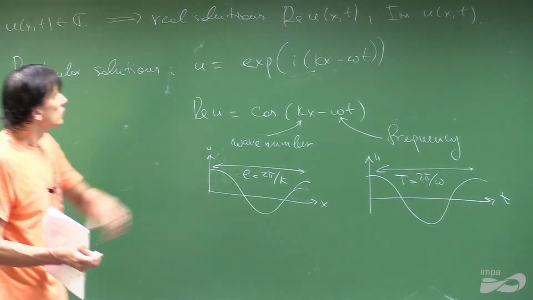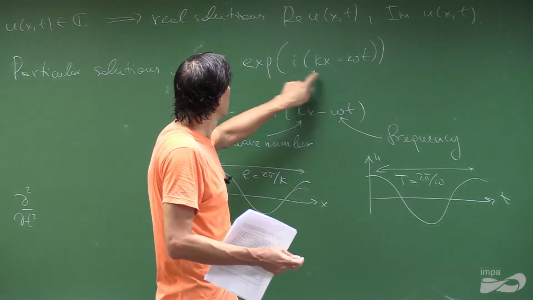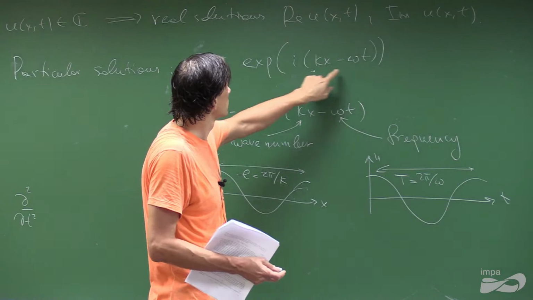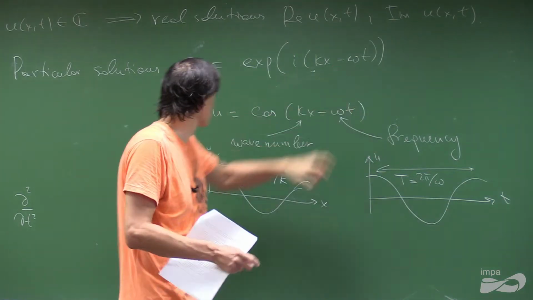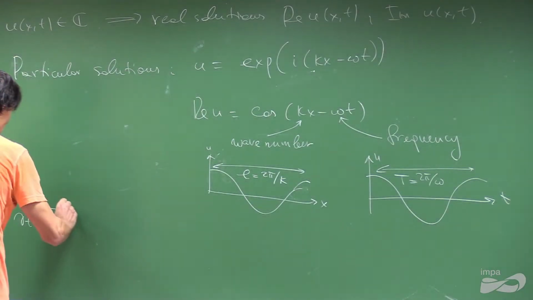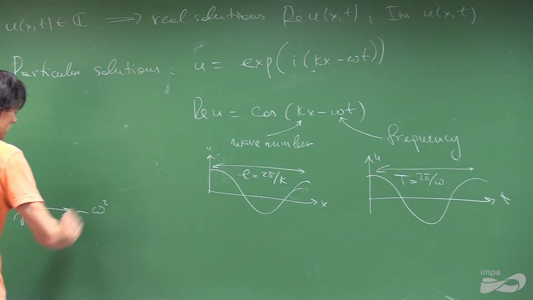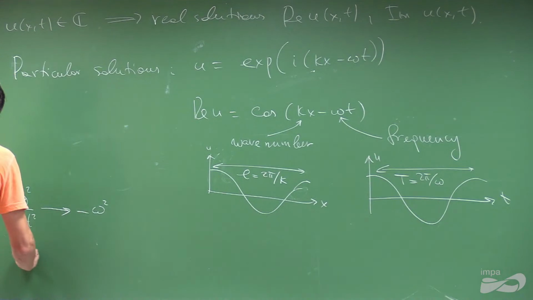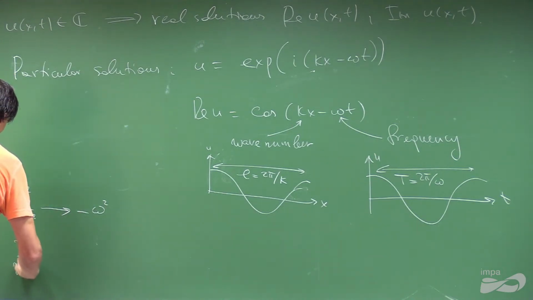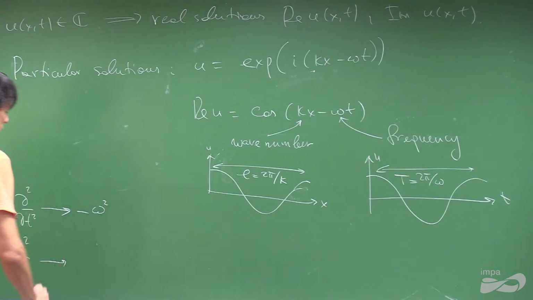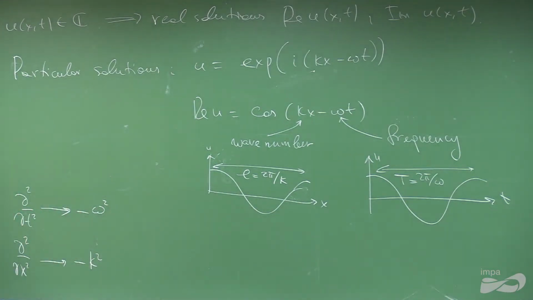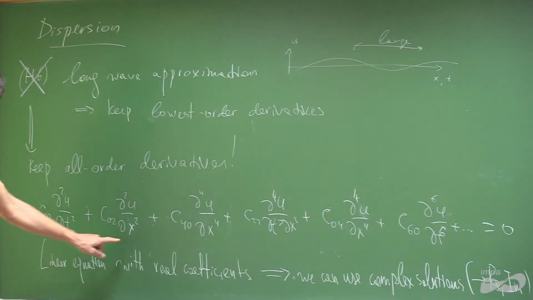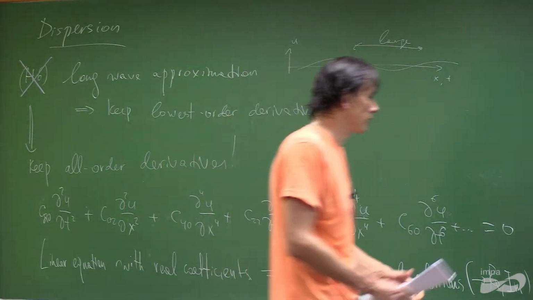When you take it from the exponent, it gives you minus i omega squared, right? Minus by minus gives plus, i by i gives minus, so it's minus omega squared. So every second derivative in time gives you minus omega squared, and every second derivative in space gives you minus k squared. Essentially, every second derivative in t you substitute by minus omega squared, and every second derivative in x you substitute by minus k squared.